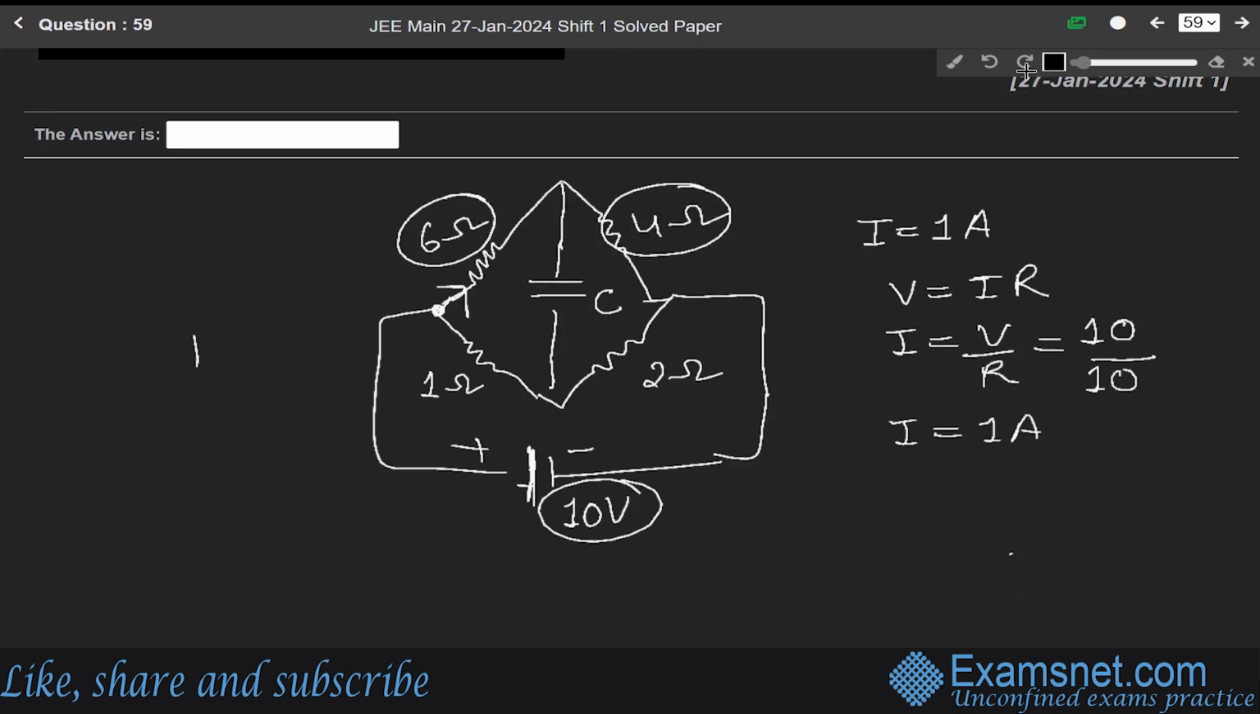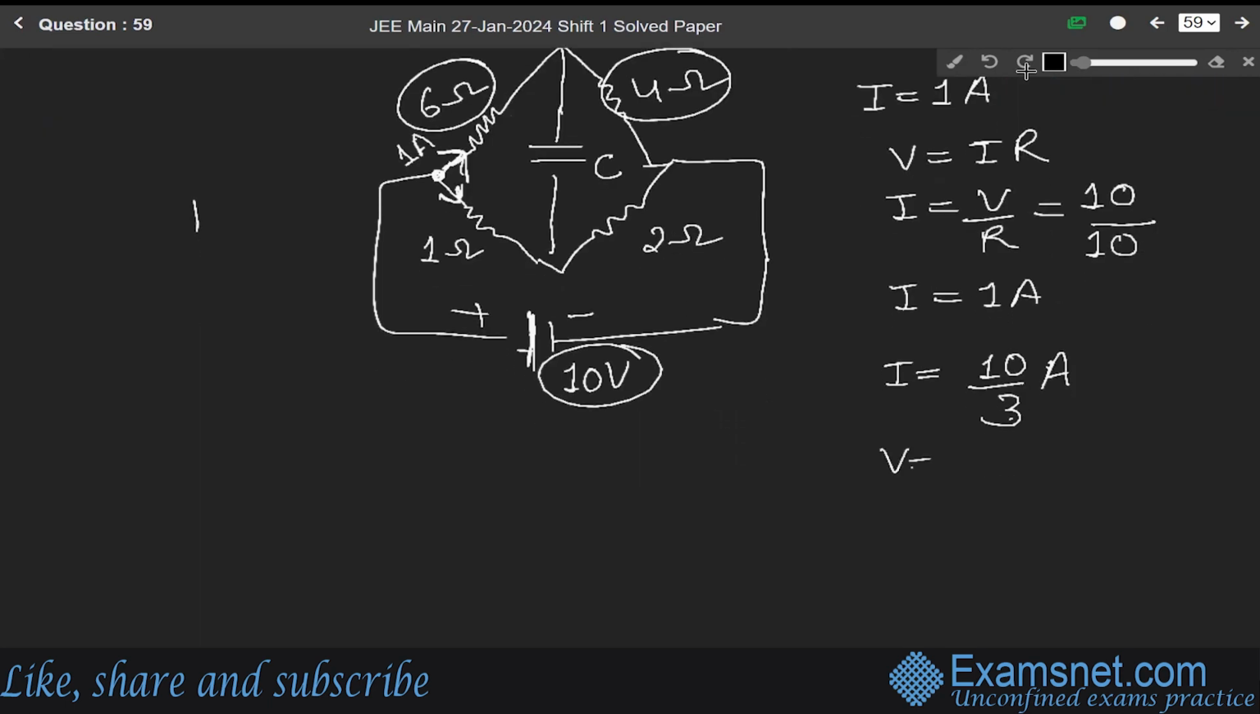For this, the current flowing through this will be 1 ampere, okay? And current flowing through this will be I equals 10 by 3 ampere. How? Again using Ohm's law, V equals IR, I equals V over R. V is 10 over R, which is 2 plus 1, 3. So current flowing through this is 10 over 3 ampere. Okay.